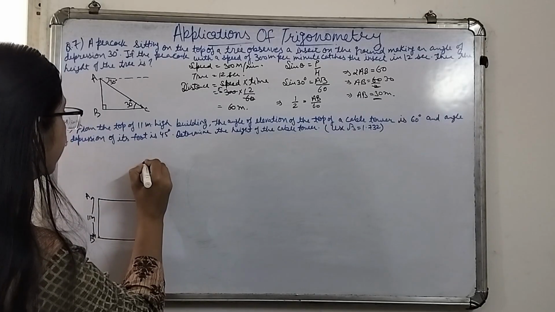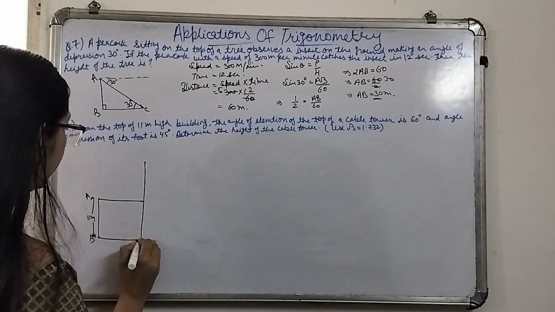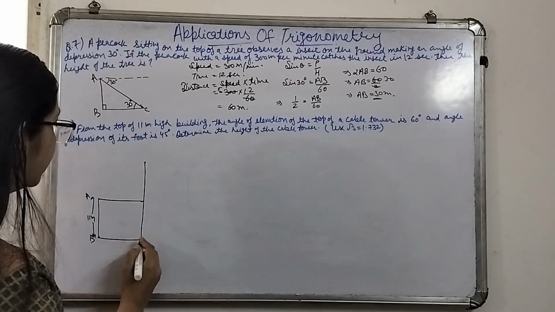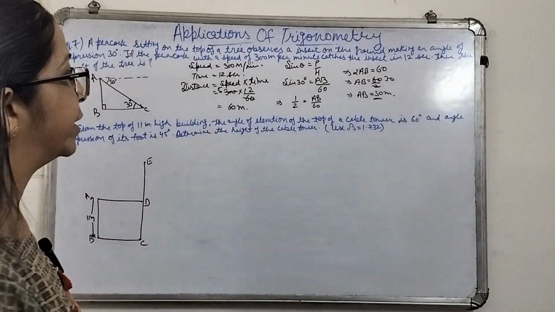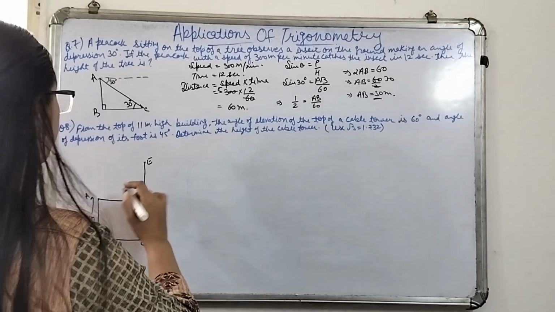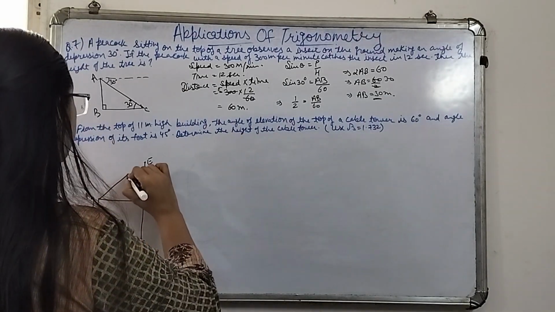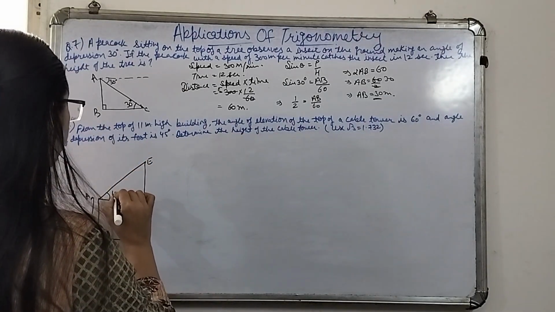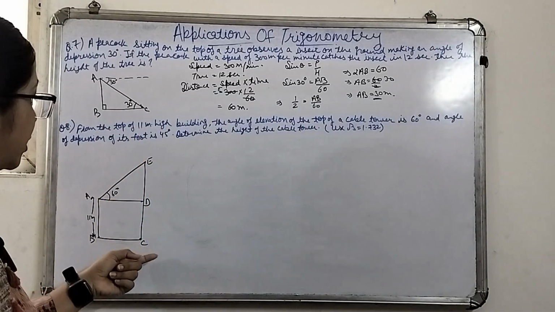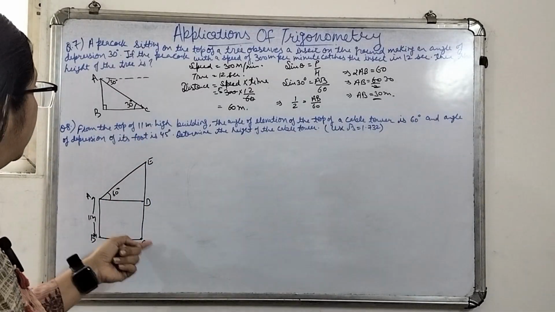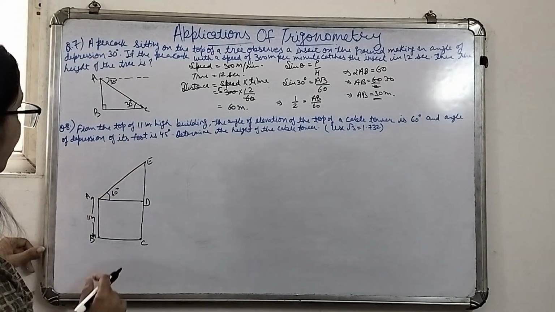Suppose this is the height of the cable tower. I have taken this point A, this B, this C, this D, and suppose this is E. Now the angle of elevation of the top of the cable tower is given to us as 60 degree. That means this angle of elevation is 60 degree. And the angle of depression of its foot, C, the foot of the cable tower, is given to us as 45 degree.